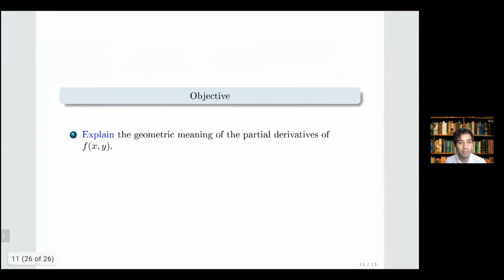So in this video, we explained the geometric meaning of the partial derivatives. You can think of partial derivatives as the slope of the tangent line in the x or the y direction, depending on whether you are asked to find fx or fy.